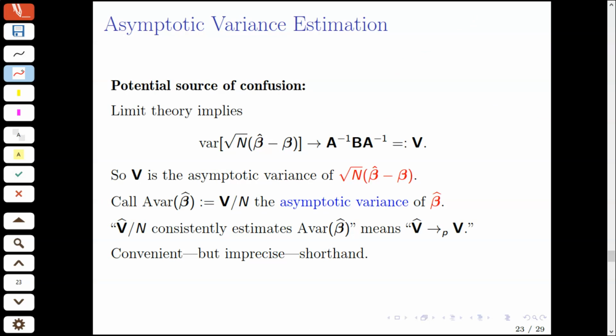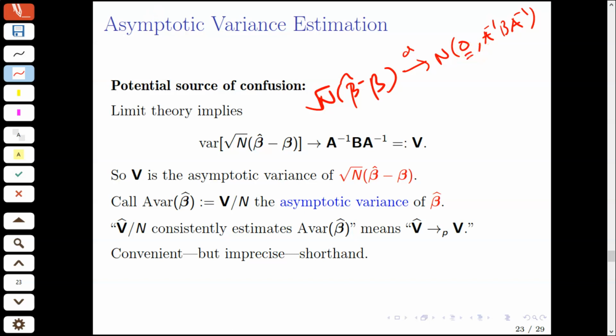All right, let's move on to talk about how we would estimate the asymptotic variance. Now, this may be a potential source of confusion, so let me try to preempt some questions here. Our previous limit result shows that square root n times the difference between the OLS estimator and the parameters we're trying to estimate converges in distribution to a normal with variance of this sandwich form, right?